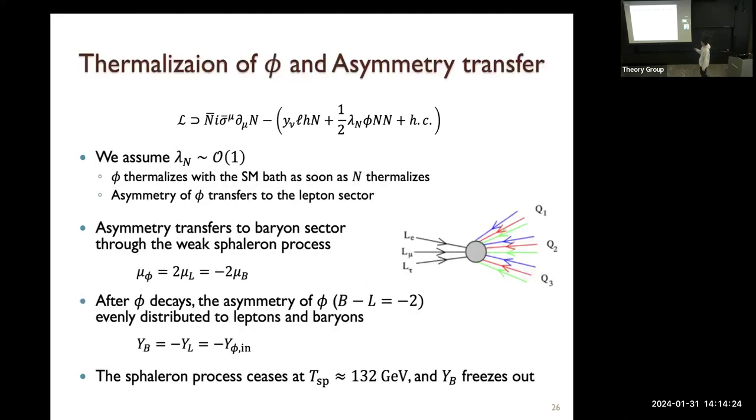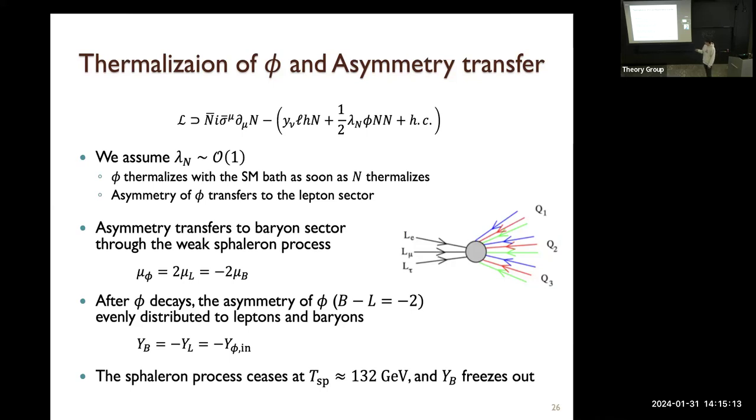Okay, then thermalization of phi and the asymmetry transfer. Thermalization of phi happens through this term after N thermalizes with the standard model bath. Assume this lambda_N is order 1, and phi thermalizes with the standard model bath as soon as N thermalizes, and the asymmetry of phi transfers to the leptonic sector because they have direct coupling, and the baryon sector also has asymmetry from this weak sphaleron process. So, with everything in thermal equilibrium, we get the chemical potential of phi equal to twice the leptonic chemical potential, which is minus twice the baryonic chemical potential, which is directly proportional to the net number density.